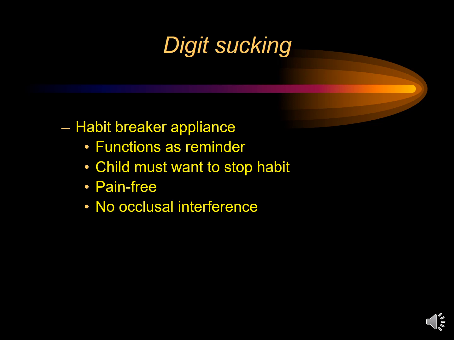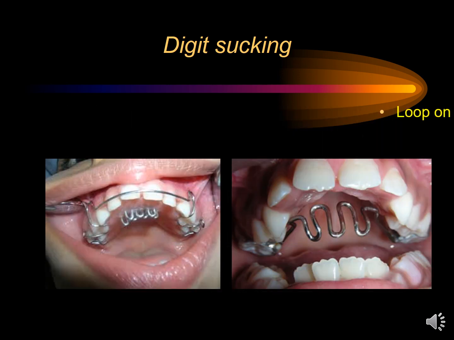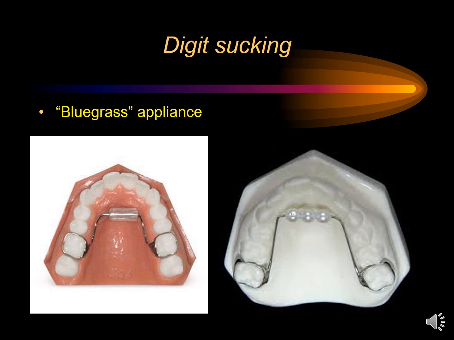It should be pain free, with no occlusive interference. Okay, so these are some of the devices. This one is a loop on a removable appliance or fixed appliance, and this is a bluegrass.